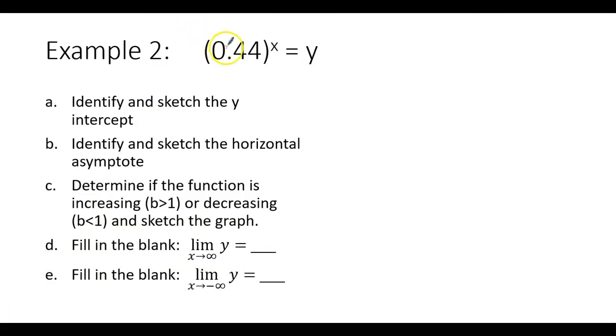Example 2. Now you're going to notice that we're missing something here. Do you guys notice what's missing? I've got my b. Where's the a? Well, if there's no a there, it's 1, just so you know.